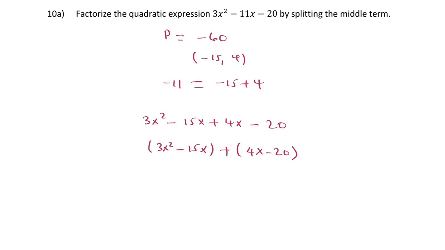Okay, so next we are going to factor out 3x and 4x respectively from the brackets. Then we are going to have 3x in brackets x minus 5 plus 4 in brackets x minus 5. Next let us factor out x minus 5 from the whole expression. Then we are going to have in brackets x minus 5 times in brackets 3x plus 4. And this is going to be our answer.